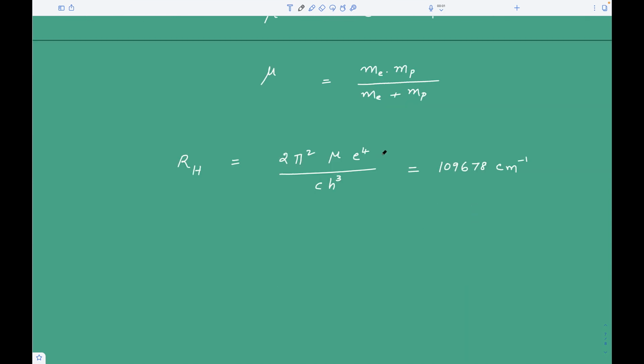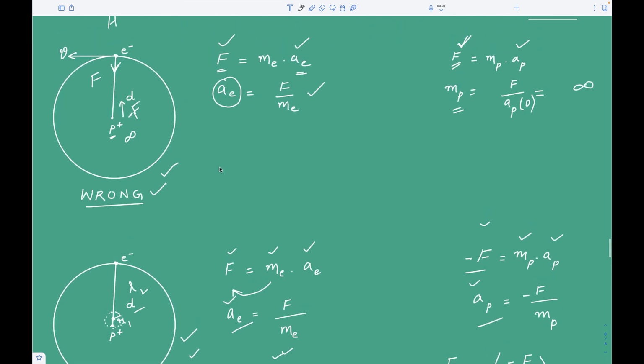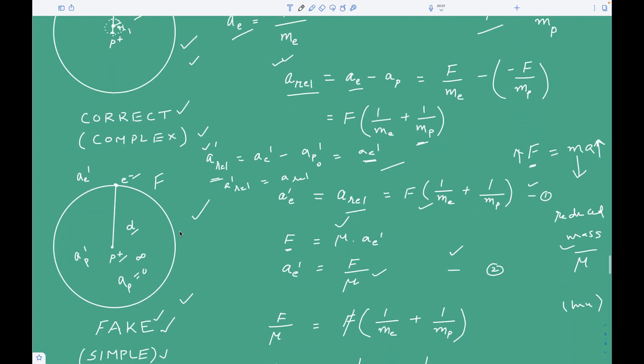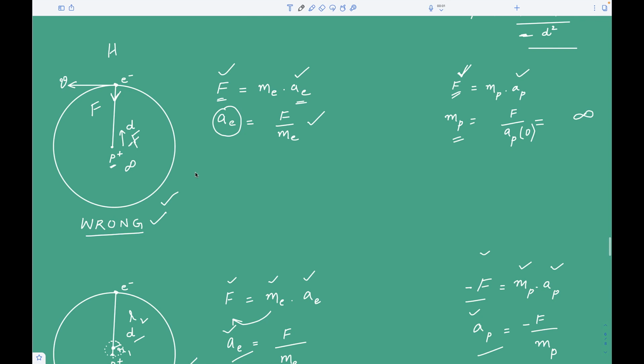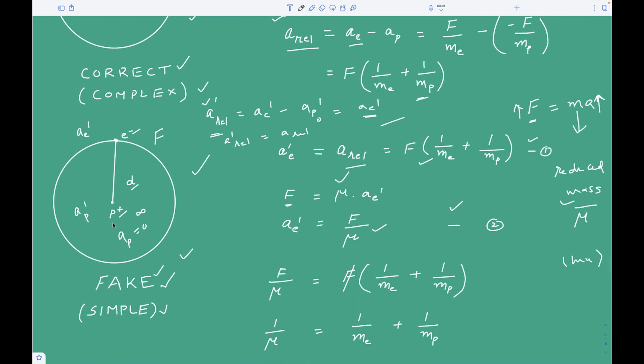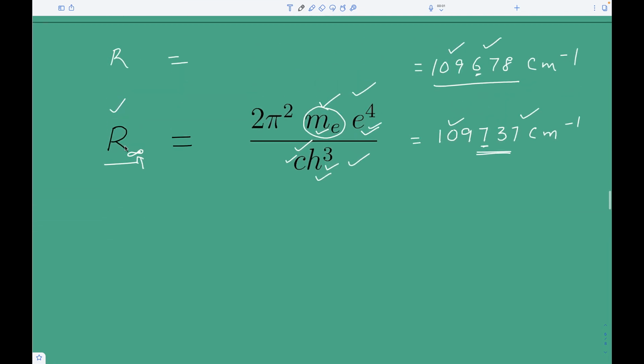Now finally, where did Niels Bohr go wrong? In both the wrong model that he initially used and in the fake model that we just created, we are assuming that the proton is at rest without any acceleration, or we are assuming that its mass is infinity. Then what is wrong with this model? See, if you assume that the mass of the proton is infinity or it is at rest, then you must also assume that the mass of the electron is slightly less than its actual value. So you have to use the reduced mass of the electron and not the real mass of the electron. That is what was wrong with his initial calculations.